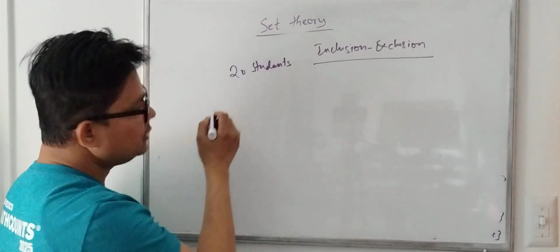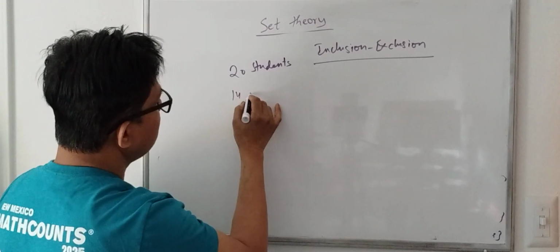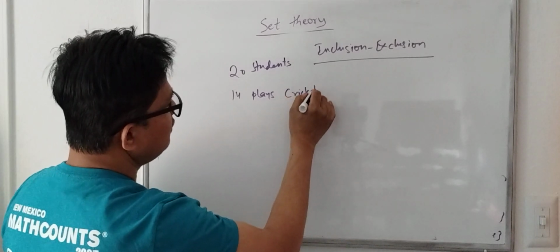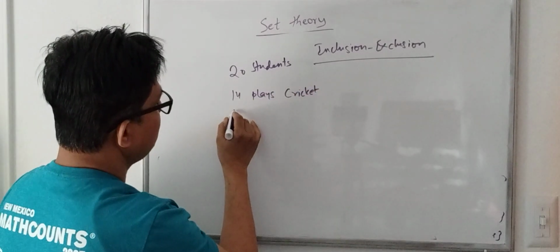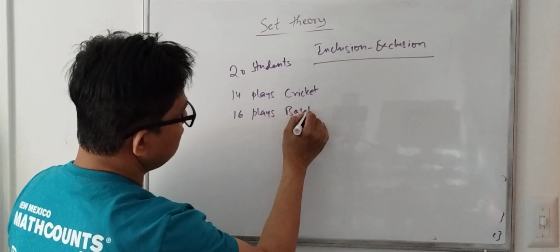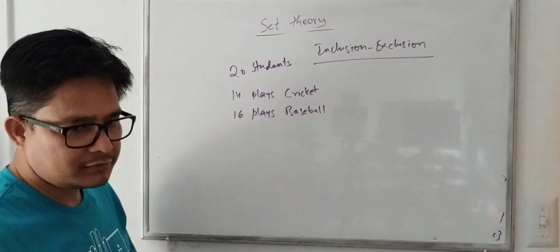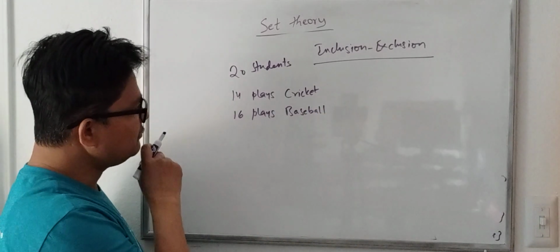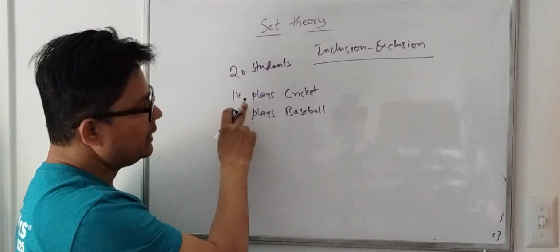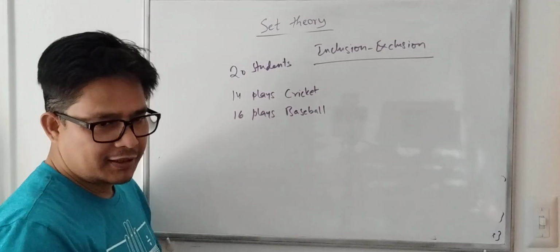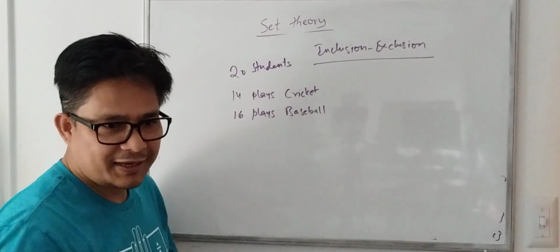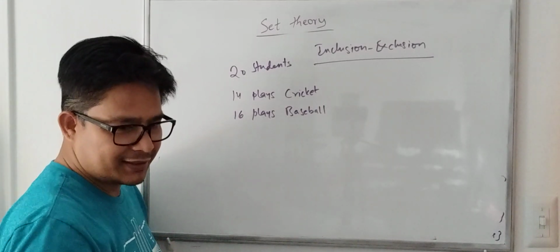Out of 20 students, let's say 14 play cricket, okay, and 16 play baseball, okay. Yes. You say, okay, how is it possible? There are just 20 students. And you're saying 14 are playing cricket and 16 playing baseball. Is it possible? Yes, it's possible. What if some of the students play both the games? It's possible.